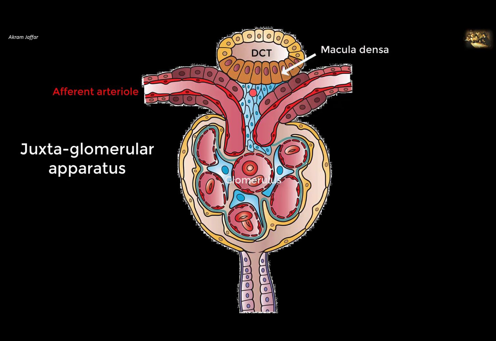And then the other types of cells are modified smooth muscle fibers which are present in the wall of the arteriole, and these are called the juxtaglomerular cells. In fact, they are baroreceptors. They sense the blood pressure in the arteriole. And depending on this sensory information, they secrete a hormone which is called renin that regulates the blood pressure.